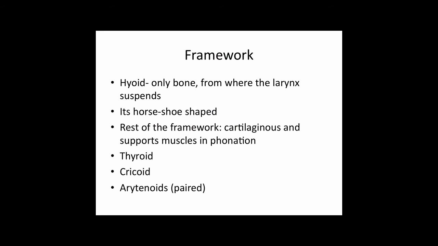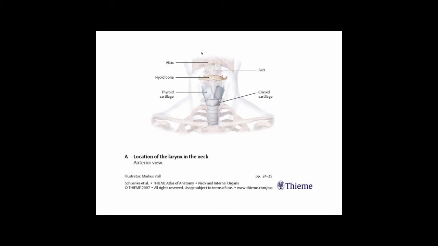Okay. Now, when we talk about the framework of the larynx, we talked about the skeletal framework of the respiratory system, right? Now, the skeletal framework or the laryngeal framework of the phonatory system involves a bone, the only bone from which the larynx suspends, it's your hyoid bone. Okay, it's a horseshoe-shaped bone. So if you see right here, this is your hyoid bone. This is where the larynx suspends from. Okay, this is the only bone in the body that is not attached to any other bone. It is held in place by ligaments and membranes or muscles.